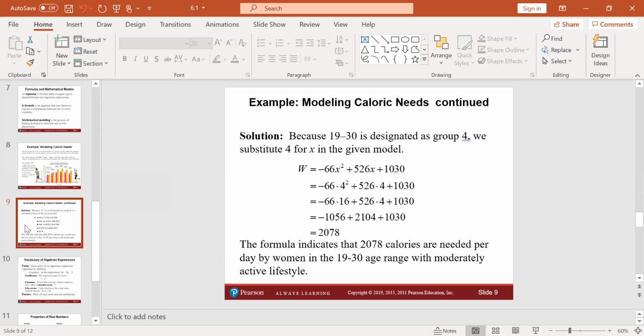So that's interesting to know. Of course, there's a whole lot of other factors. That's just kind of an average. That's what the average perhaps would need. But there's all kinds of other factors. There's doctors who want you to eat more calories. There's doctors who want you to eat less calories depending on your situation. So this is not a, I must eat exactly 2,078 calories a day. That's just an average.